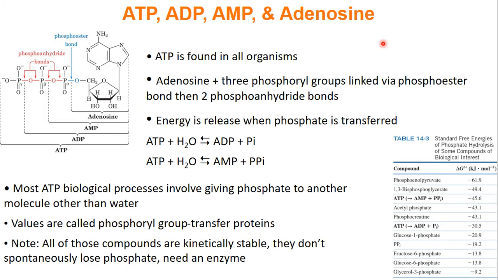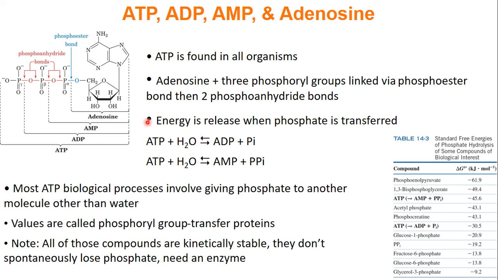Now, to look at these compounds, we're first going to start with ATP. ATP is found in all organisms and is made out of adenosine, and ATP has 3 phosphates. ADP has 2, AMP has 1. The bonds that connect these phosphates are phosphoanhydride bonds, and connecting the phosphate to the adenosine is your phosphoester bond.